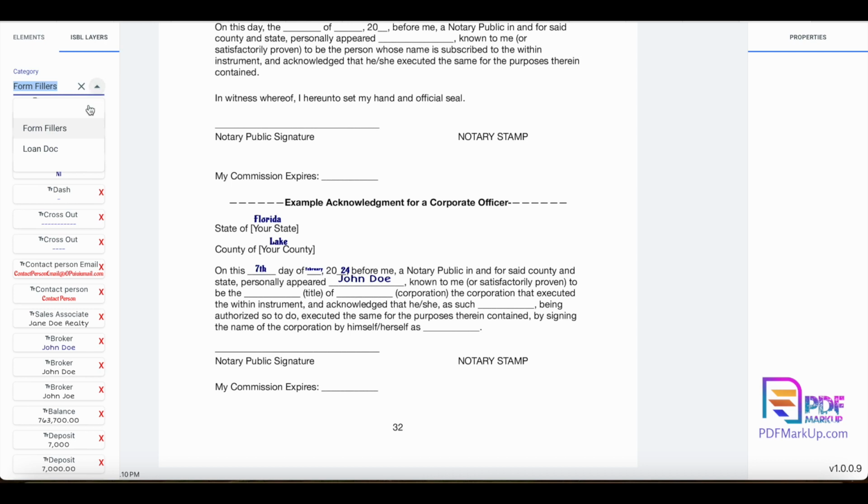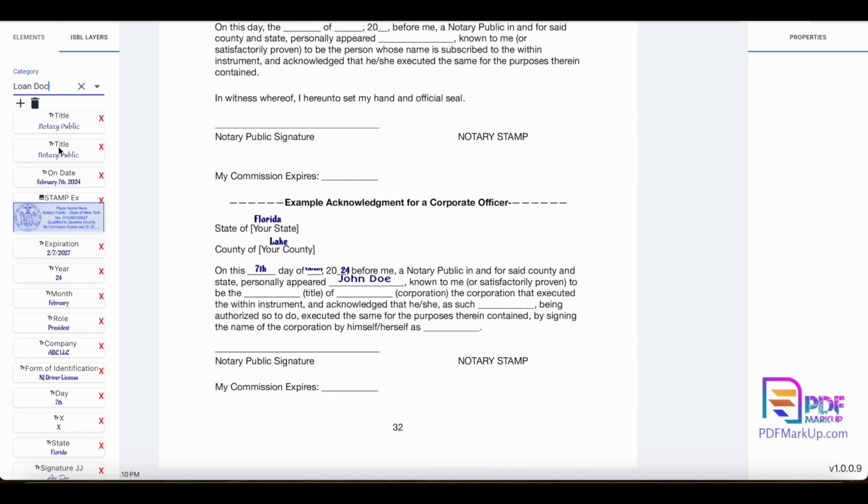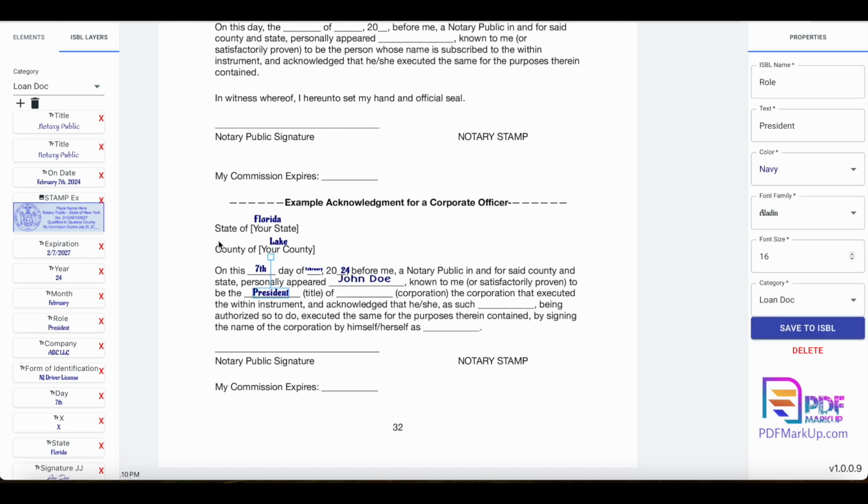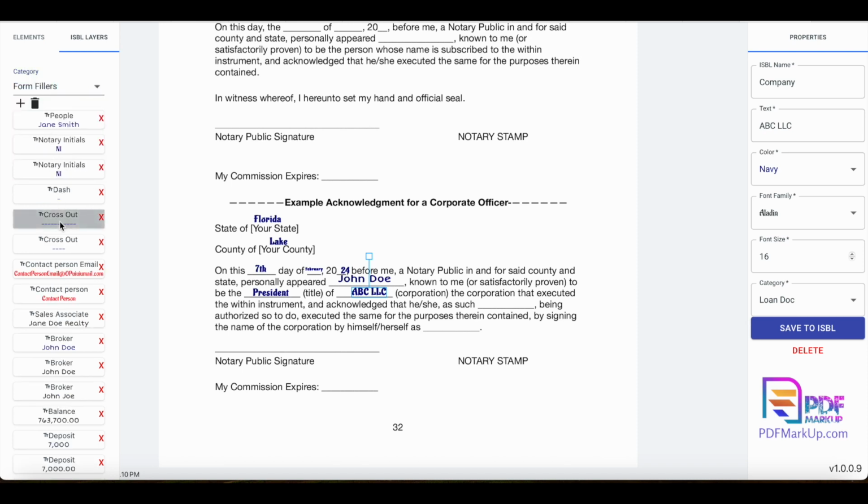So in this case, this document told us the title goes there. Sometimes it does not tell you, like in some of the ones we went over already. So the president of blank, in this case, is ABC LLC. Corporation, the corporation that executed the within instrument and acknowledged that he or she, and I like to just make it a habit to underline the he or the she.